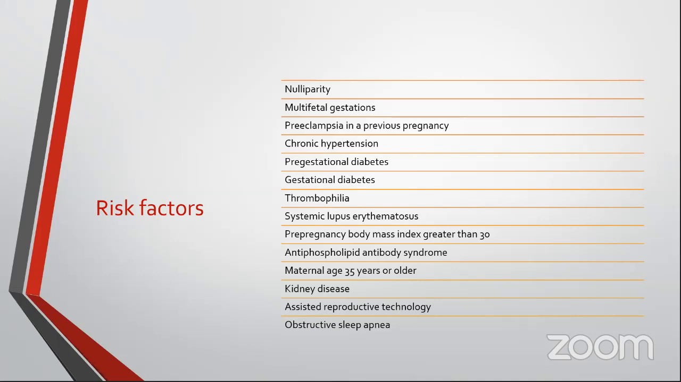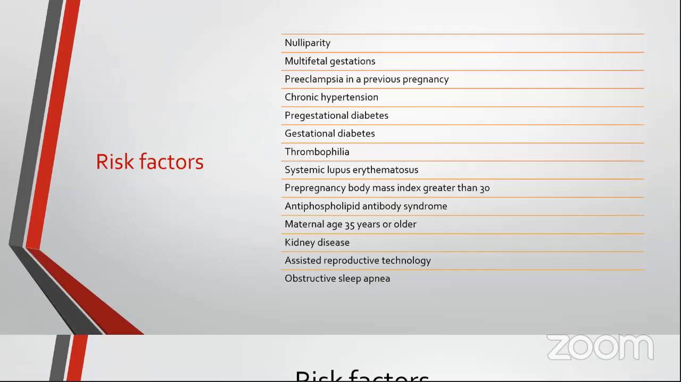Having chronic hypertension or diabetes, thrombophilia, systemic lupus, obesity, antiphospholipid syndrome, age more than 40, renal disease, and assisted reproductive technology, all these are risk factors for developing hypertensive disorder.